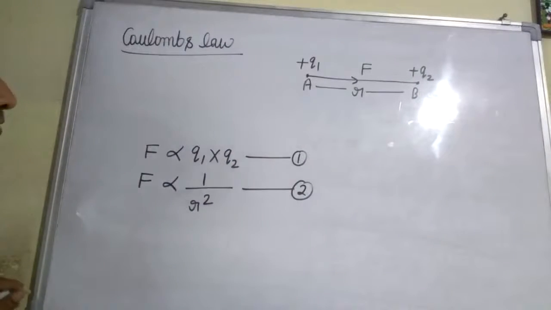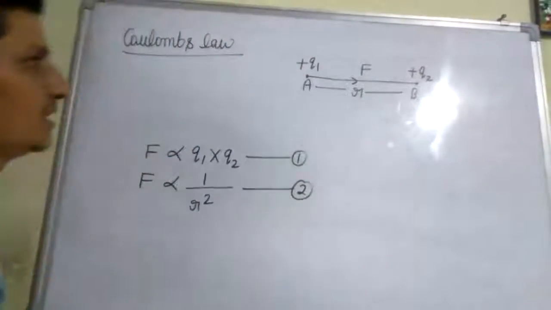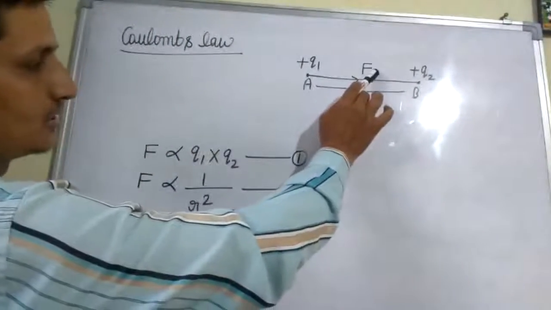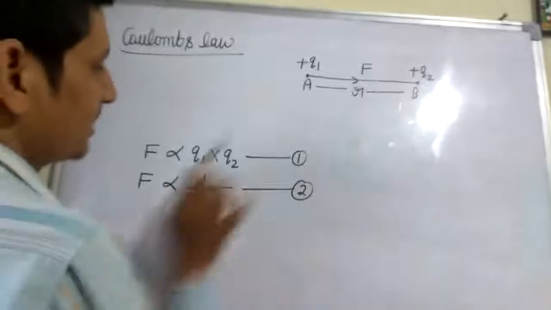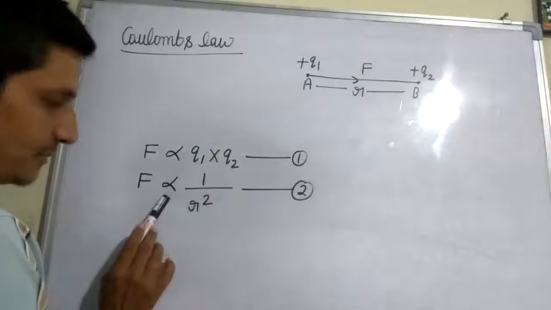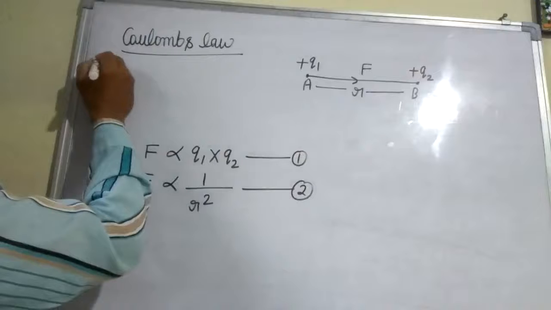Combining. So dear student, I am telling you Coulomb's law. Look here, Coulomb's law: the electrostatic force acting between 2 point charges is directly proportional to the product of charges and inversely proportional to the square of distance between them. Coulomb's law.